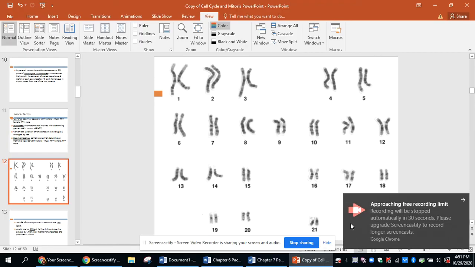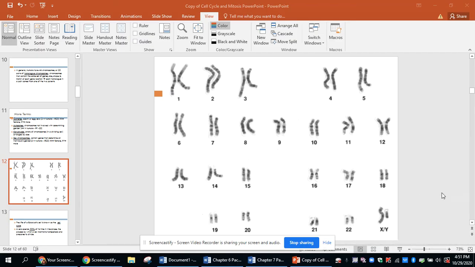Chromosome pairs 1 through 22 are called autosomes, and the last pair, 23, are called the sex chromosomes.